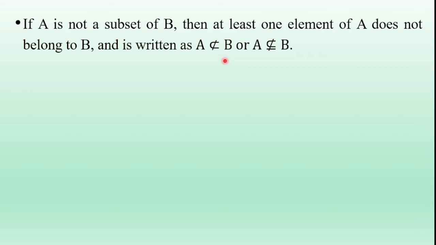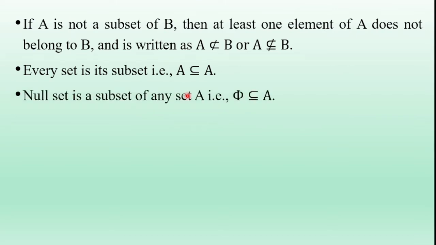Every set is a subset of itself, so that is A is a subset of A. Mathematically it is written as A is a subset of A. Every set is a subset. Null set is a subset of any set A, and it is denoted mathematically as phi is a subset of A. So now here phi is the null set and A is the set. Null set is a subset of any set A.